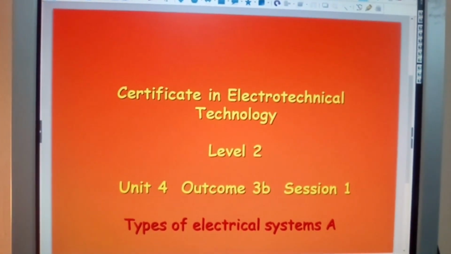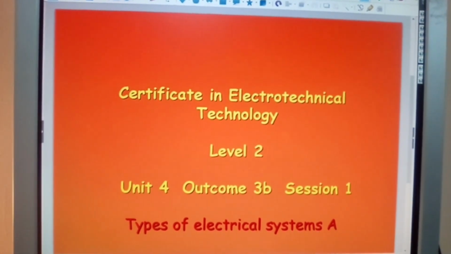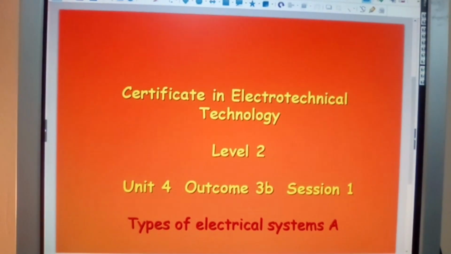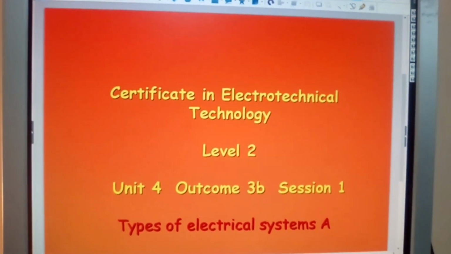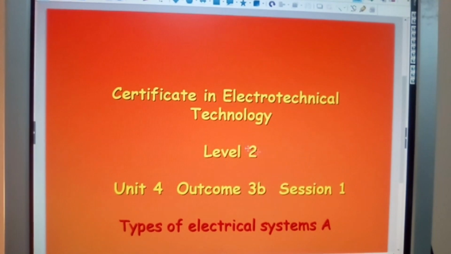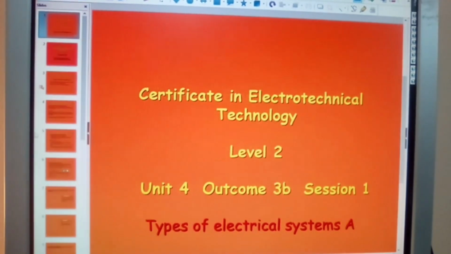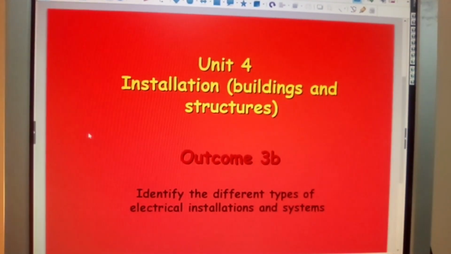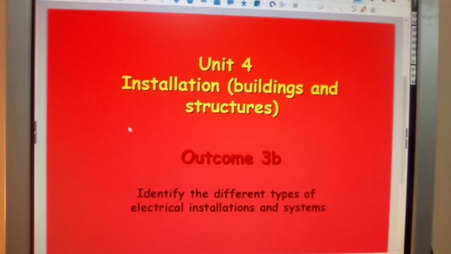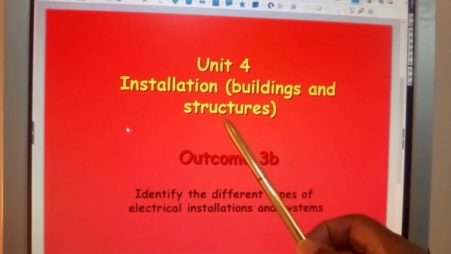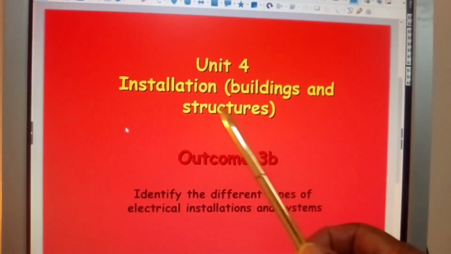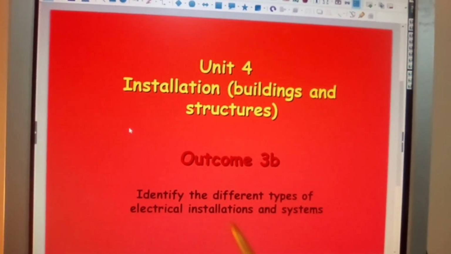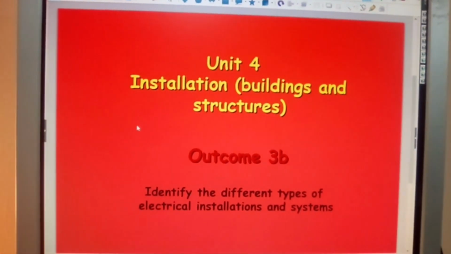what I want to continue with is, of course, types of electrical systems. Okay, and this is types of electrical systems A. Now again, installation, buildings, and structures. That's your main foundation for the unit that you would be looking at. Okay. Identify the different types of electrical installations and systems.